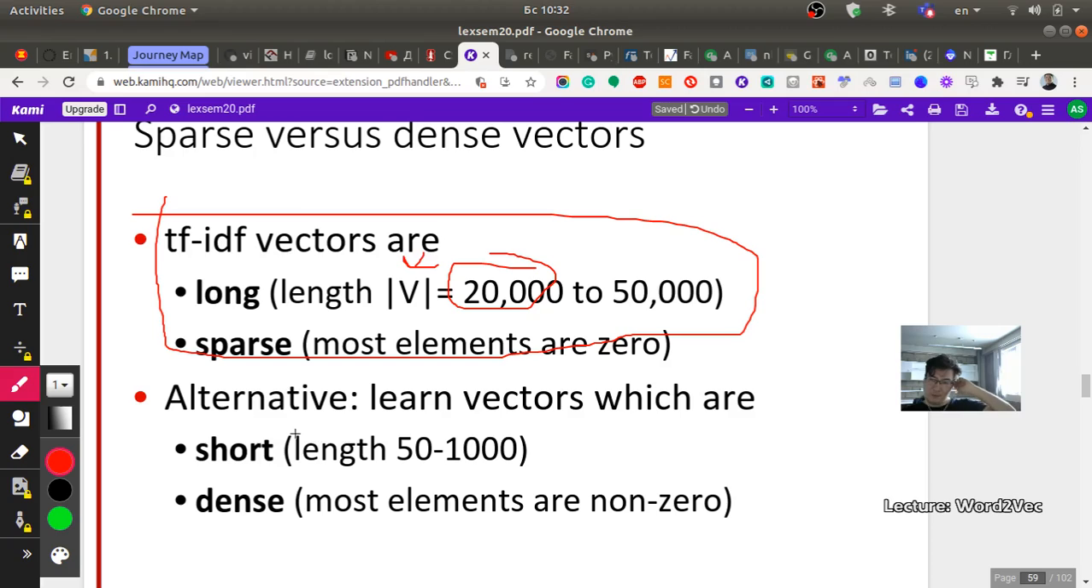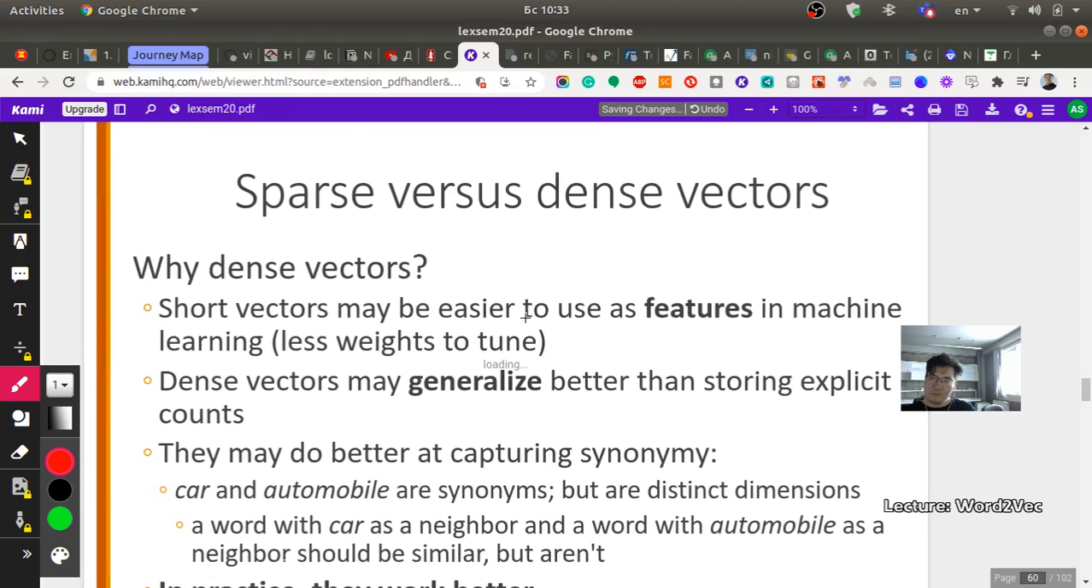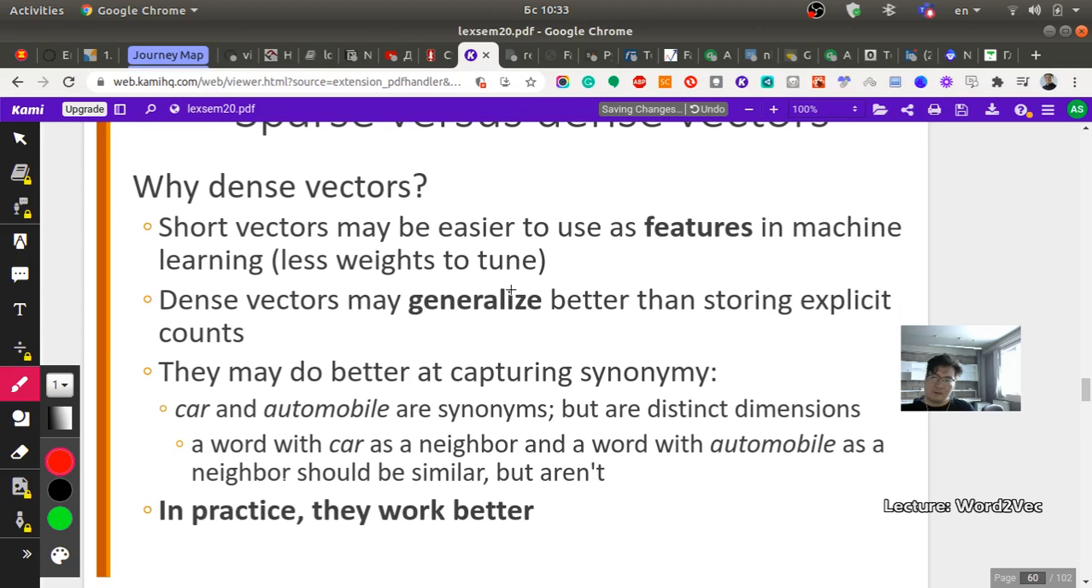But we want something different that will be short, very short, like this one. And dense: most elements are non-zero. If you want to store the long sparse vectors, it will take much memory. Short vectors might be easier to use as features in machine learning. Dense vectors may generalize better than storing counts. So in machine learning, dense and short vectors are better.